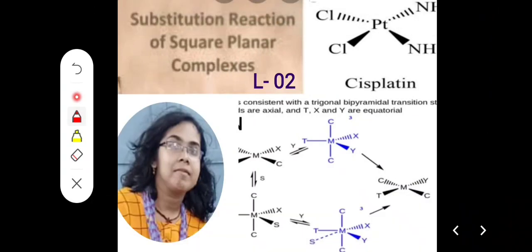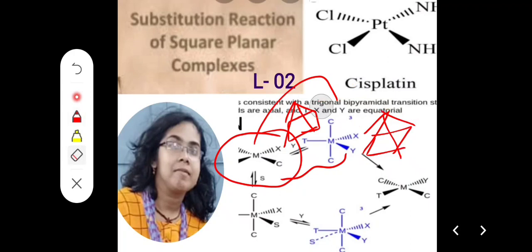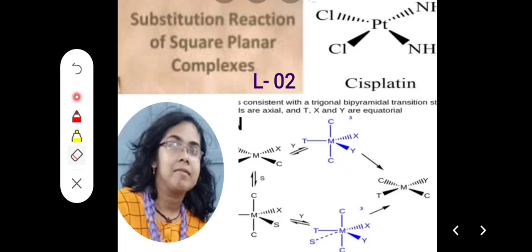Okay, substitution reaction of square planar complexes. As we know, the square planar complex is first converted into a TBP shape, then converted again into square planar. But actually, in between the two, a square pyramidal shape should be produced. So first, the incoming nucleophile attaches to the square planar complex, producing a square pyramidal shape.